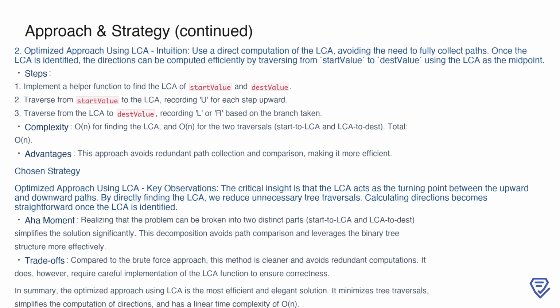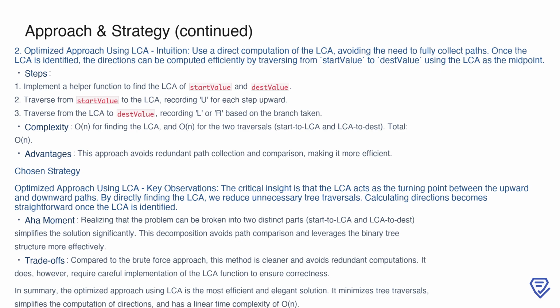The steps include first implementing a helper function to find the LCA of the start and destination nodes. Then, we traverse upward from the starting node to the LCA, appending U for each step. After reaching the LCA, we traverse downward to the destination node, appending L or R based on the branch taken. This approach maintains a linear time complexity of O(n), but avoids redundant path collection, making it much cleaner and faster.